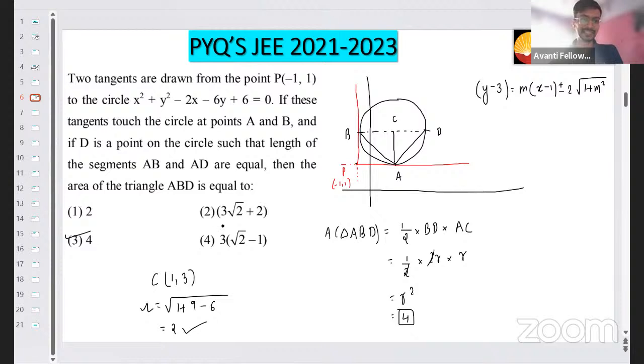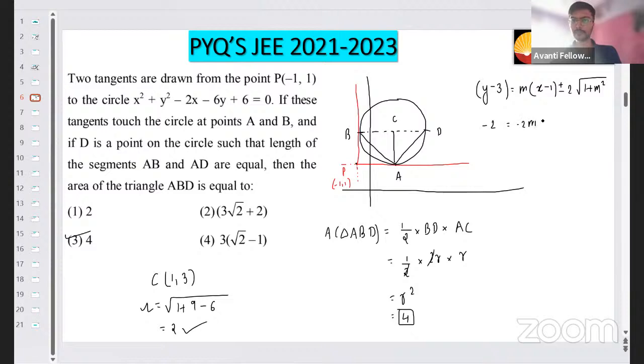Now, here, as you can see, this tangent passes through the point minus 1 comma 1. So it must satisfy. So if I substitute the point here, I'll get 1 minus 3 minus 2 is equal to m into minus 1 minus 1.